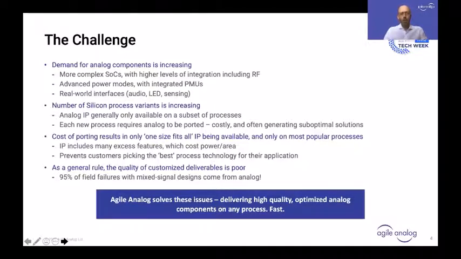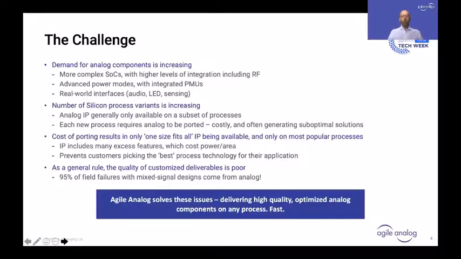Now, analog IP is generally only available on a subset of processes, and this is because of the traditional business model for IP, which is build once and sell many. So each new process requires analog to be ported, and this is costly and often generates suboptimal solutions. So this cost of porting results in a one-size-fits-all IP being available. So IP providers want to make one IP and sell it to as many customers as possible, and even then only on the most popular processes.